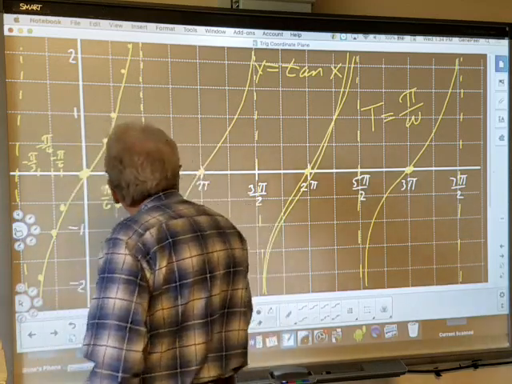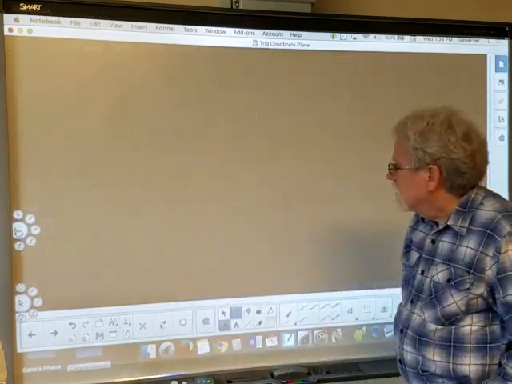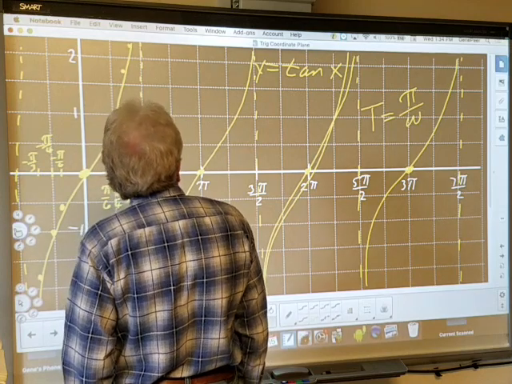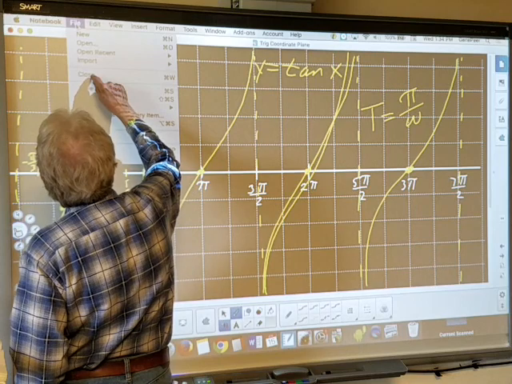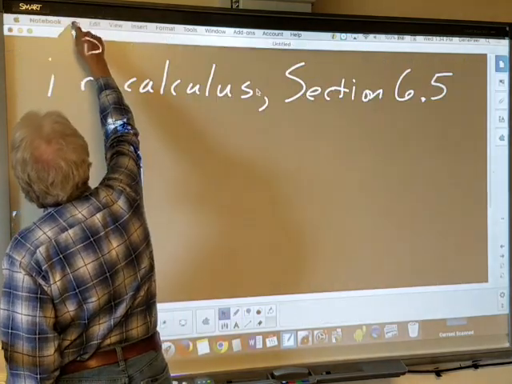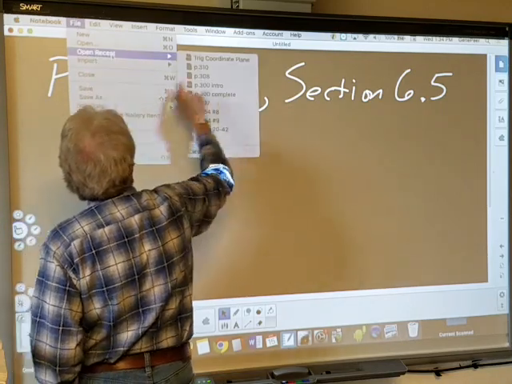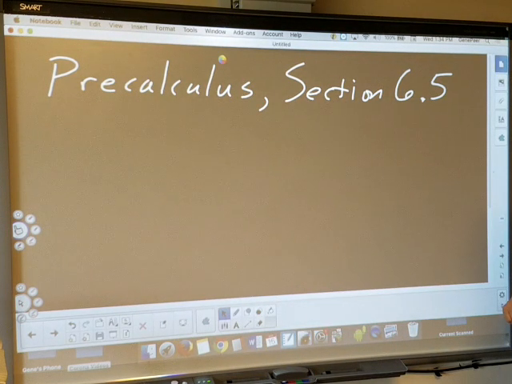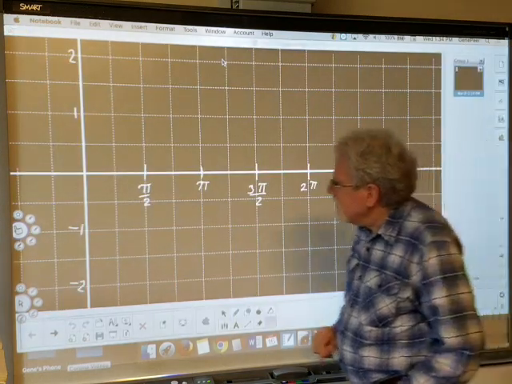We're going to clear this. If I clear this, I'm going to get rid of all my pi. I got rid of everything. Didn't mean to do that. I'll tell you what, let's just reload this file. Stand by a moment. Sorry to waste your time here. Let's close, let's not save, and let's reopen. Open recent trig coordinate plane. And there it is.